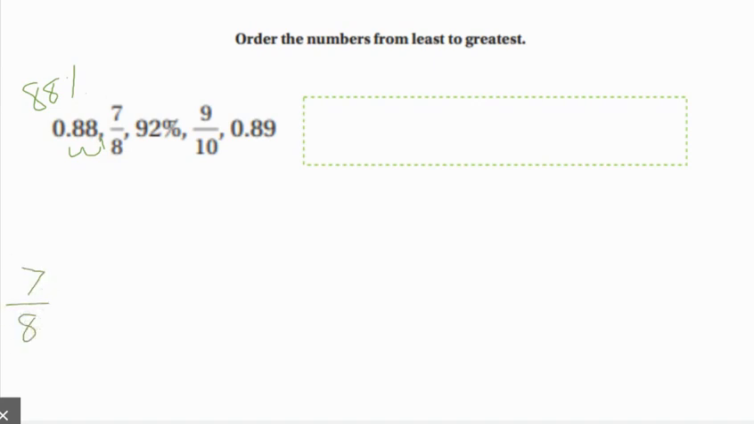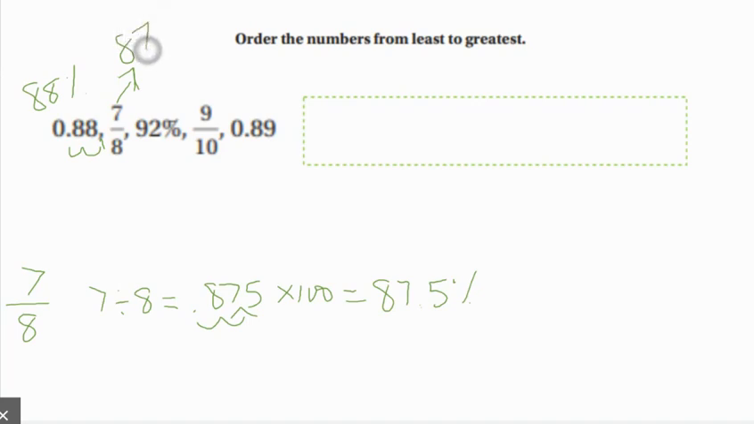7/8. This one is a little tricky because it doesn't go directly to a denominator of 100. So I'm actually going to divide. So I'm going to do 7 divided by 8, and I get 875 thousandths. Then if I multiply it by 100, it moves the decimal 2 places to the right, and I get 87 5/10%. So 7/8 is 87 5/10%. 92%, still 92%.